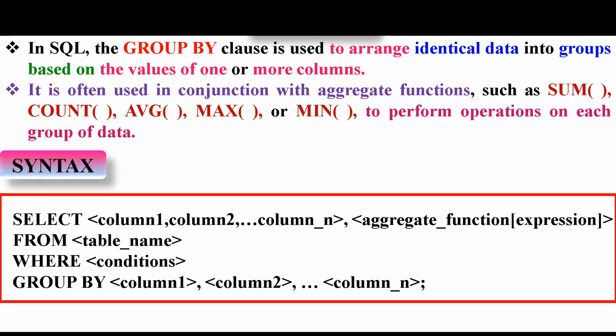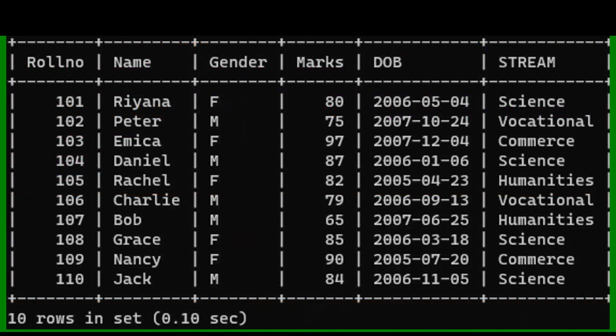The syntax is select column 1, column 2, up to column underscore n, aggregate underscore function of expression, from table underscore name, where conditions, group by column 1, column 2, up to column underscore n, semicolon. Let's see an example. Let's use this table student info. The details of the 10 records are shown here having roll number, name, gender, marks, DOB and stream as column names.